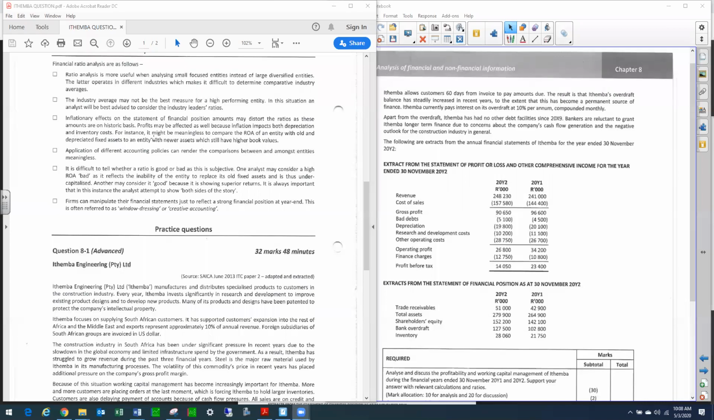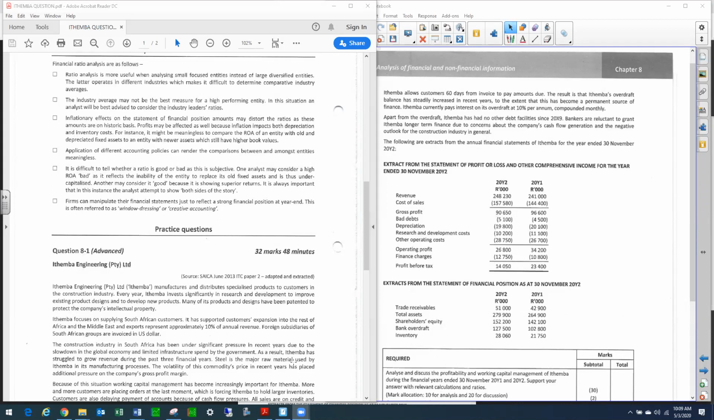So this is Ithemba Engineering, okay? It's one of the questions in the textbook. It's a QE question from 2013, okay? So let's just have a look at the required. It says analyze and discuss the profitability and working capital management of Ithemba during the financial years ending 30 November, 20 year 1, 20 year 2. Support your answer with relevant calculations and ratios. Mark allocation: 10 for analysis and 20 for discussion.